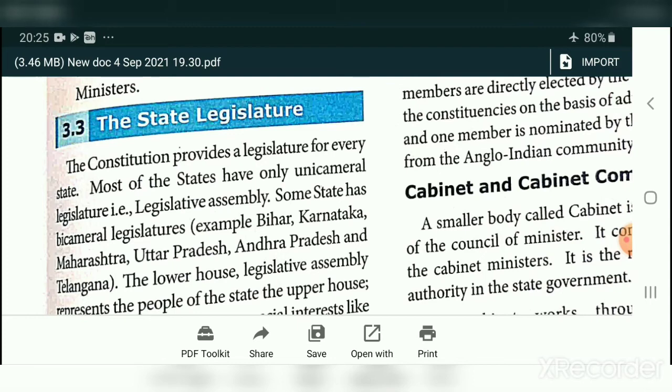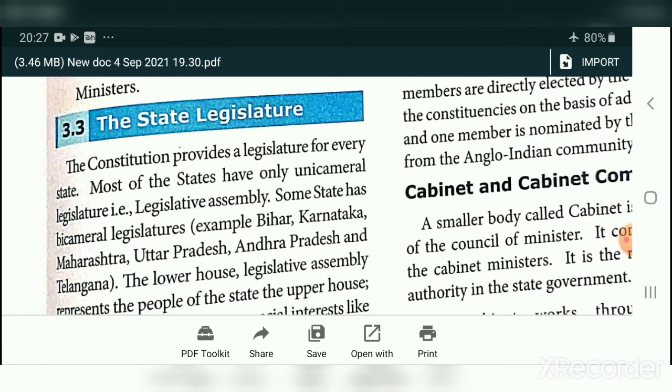Most of the states have only one house, which we call a unicameral legislature, that is the legislative assembly. Some states have two houses. This is called a bicameral legislature. For example, Bihar, Karnataka, Maharashtra, UP, Andhra Pradesh and Telangana have two houses in the legislature.